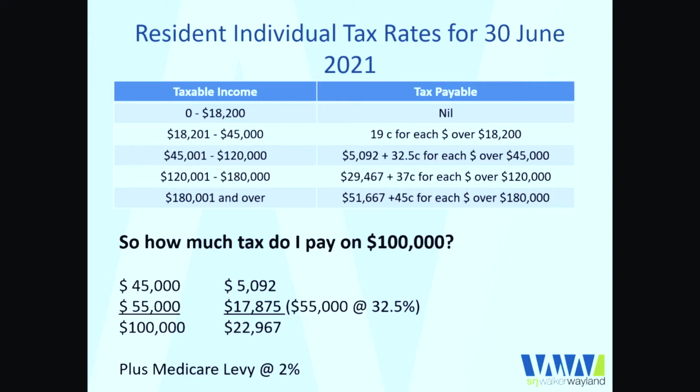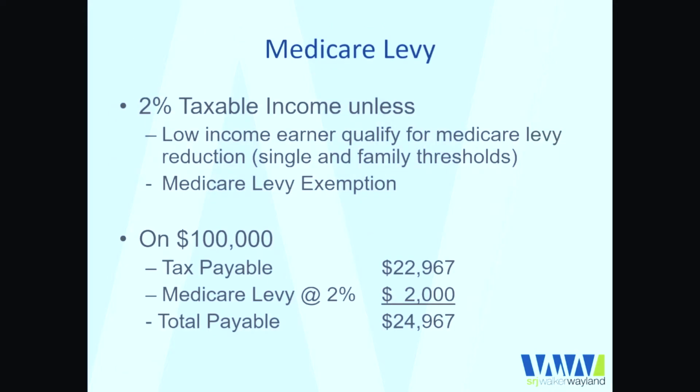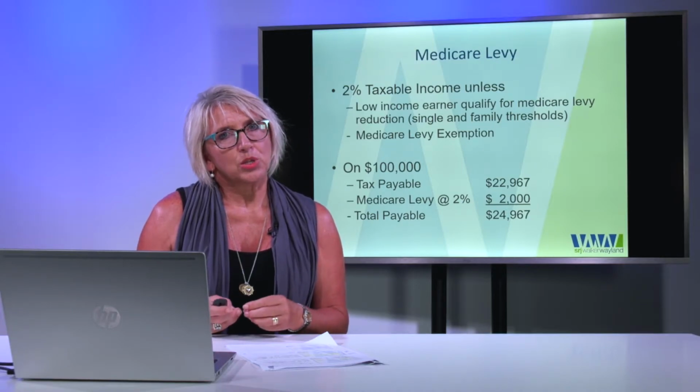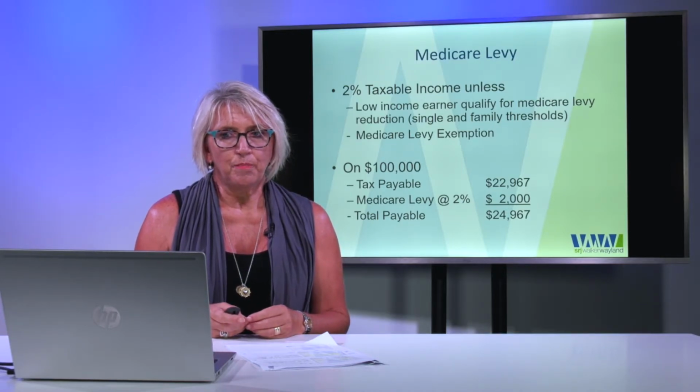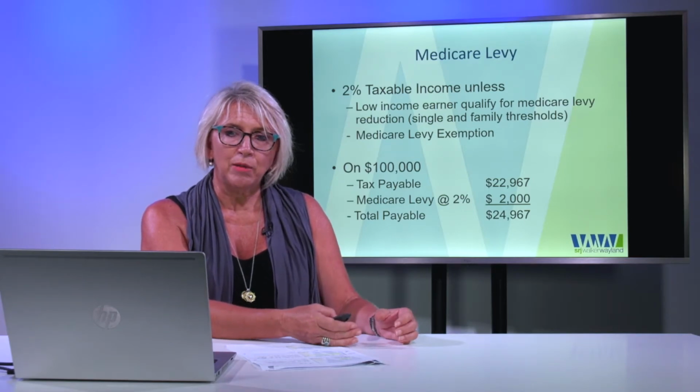Unfortunately, it doesn't stop there, because we also have Medicare levy, which is our contribution to our public hospital and health system here in Australia. So your Medicare levy is generally set at 2% unless you are classified as a low-income earner that qualifies for a Medicare levy reduction, and there are income thresholds that apply to be eligible for those reductions, or you have a Medicare levy exemption.